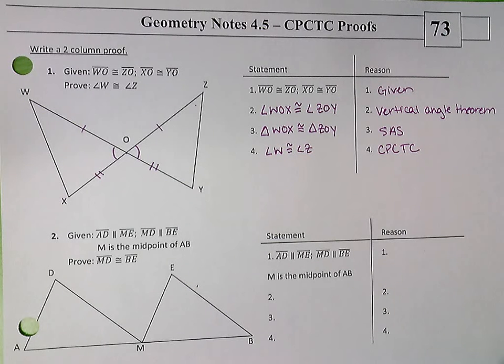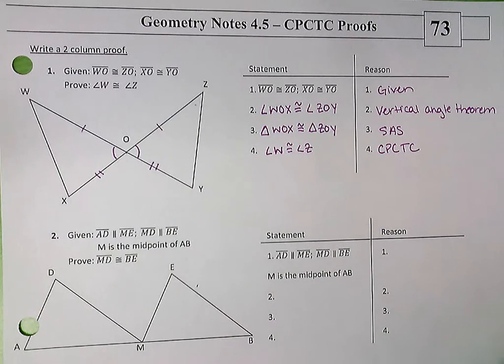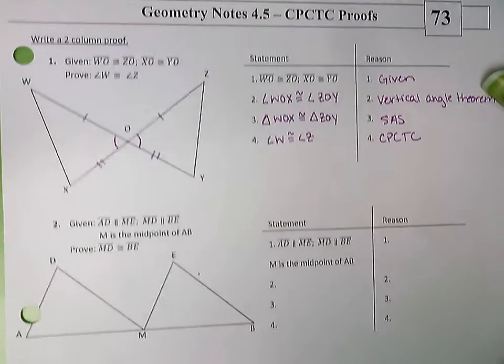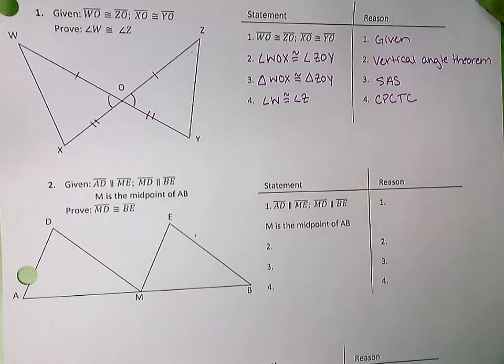What? There's no A or T. I explained this in section 4.4. You know that, right? I explained what corresponding parts of congruent triangles are congruent are in 4.4. I don't remember. I underlined each and every letter and then wrote CPCTC after it as an easy way to remember it. Okay, questions on our first proof here?